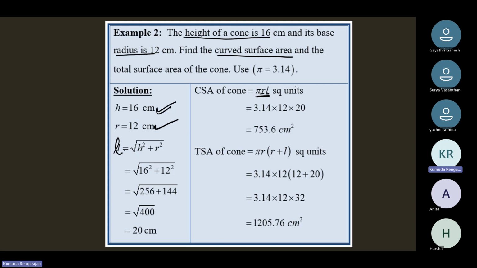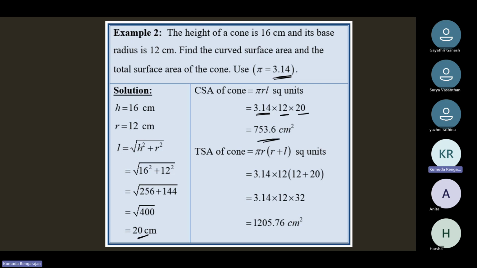So we know that L is given by square root of H square plus R square. Why should you find L? Because in the formula it is pi into R into L. We have R as 12. L is not given to us in the question. So we'll have to find L. And L is 20. Then substitute in the formula. You'll have to take pi as 3.14. So 3.14 into R 12 into L 20.